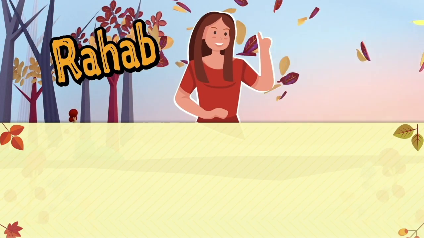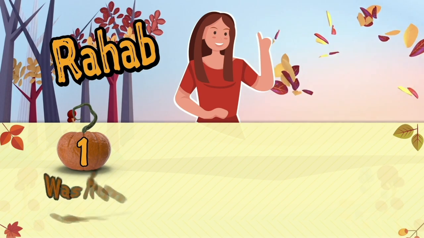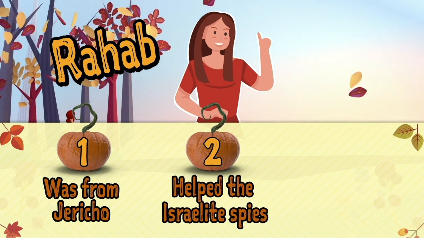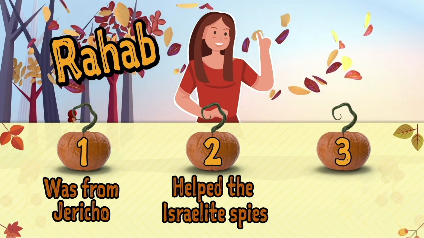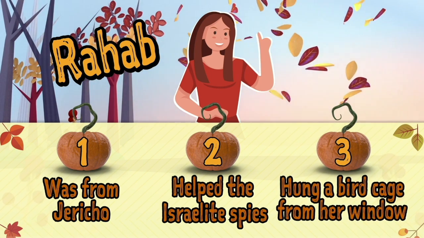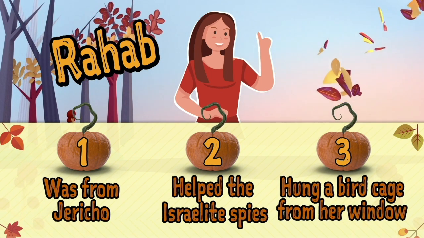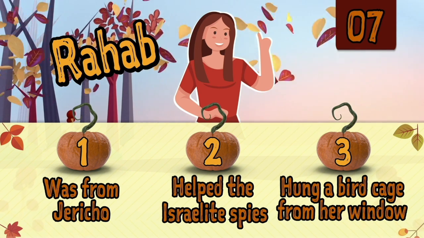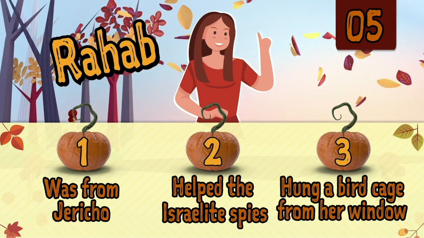Now, which of these is not true about Rahab? 1, Rahab was from Jericho. 2, Rahab helped the Israelite spies. 3, Rahab hung a bird cage from her window. All right, it's time to decide. Which pumpkin do you think is not telling the truth?